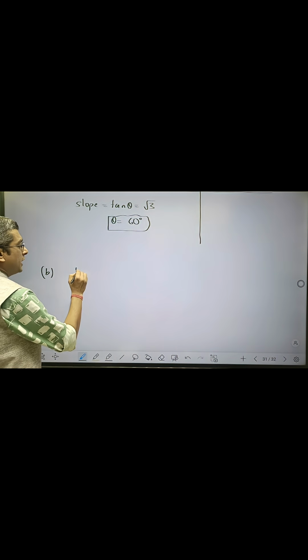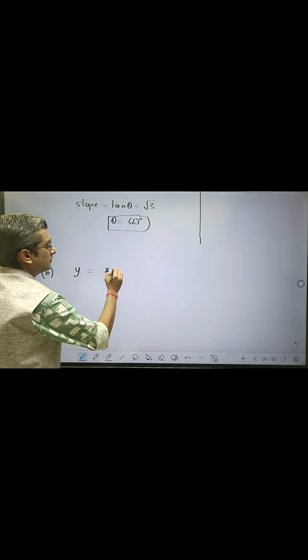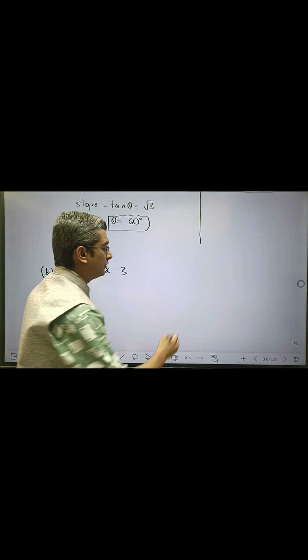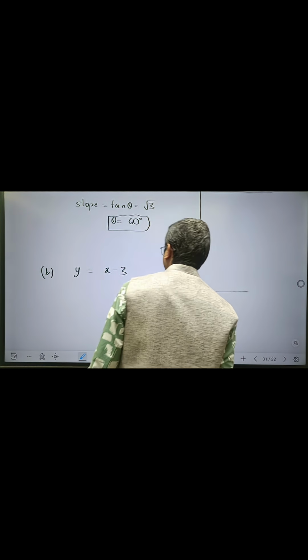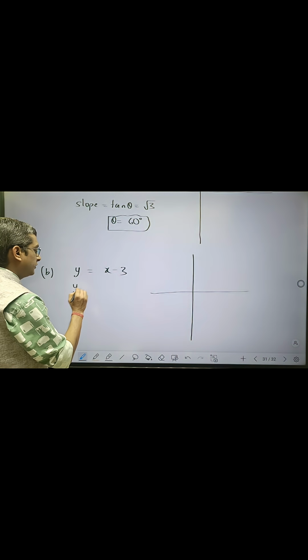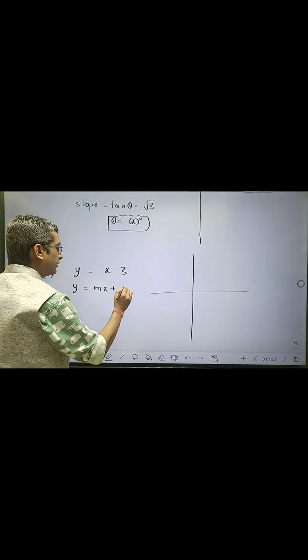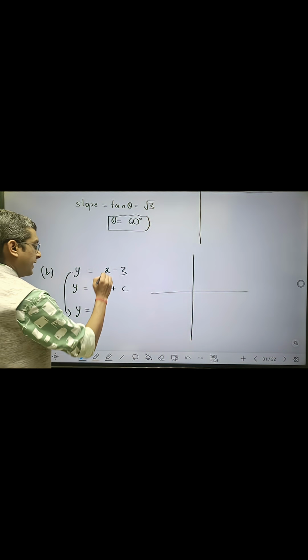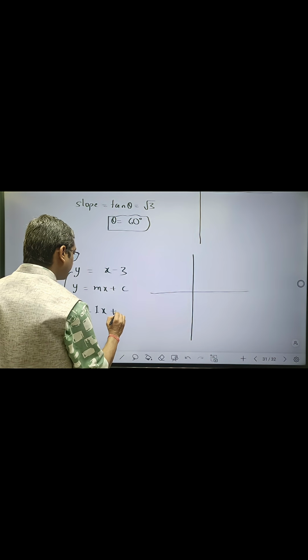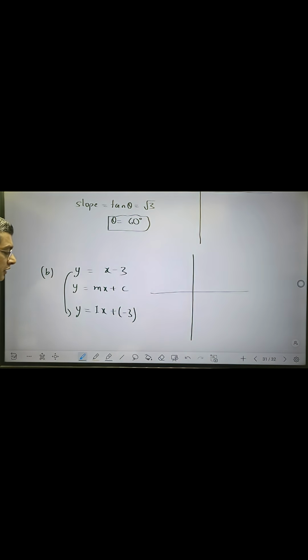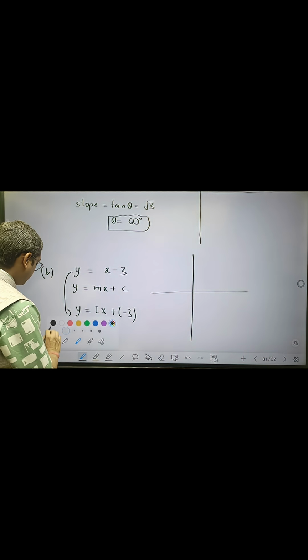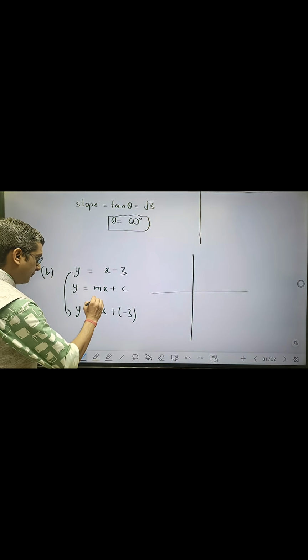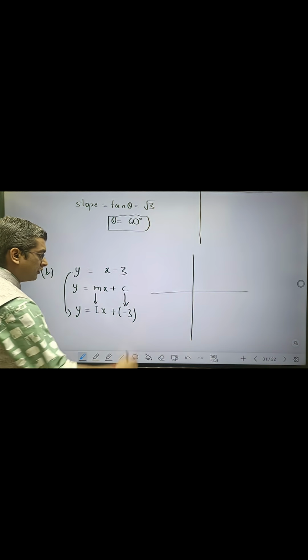Suppose I write y is equal to x minus 3. I have to represent this one. So how can you represent? The very first step is to compare it with the standard equation mx plus c. Observe carefully, x can be written as 1x plus minus 3, isn't it? So here m is plus 1 and c is minus 3.